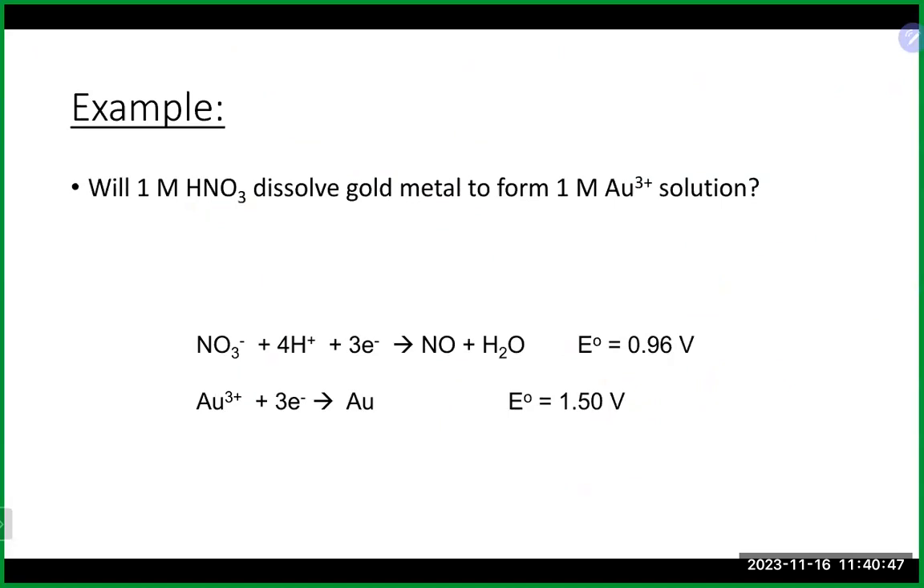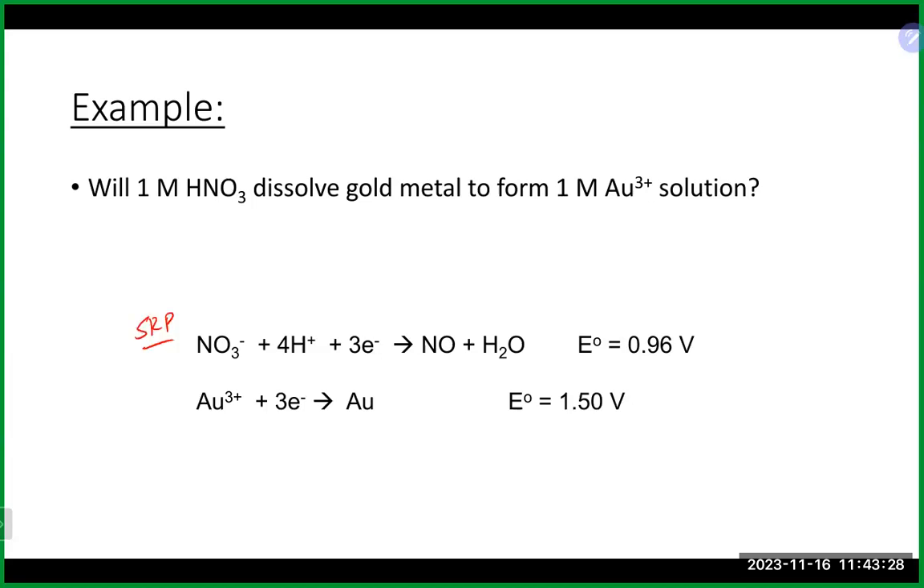All right, I think this is where we left off. Will 1 molar nitric acid dissolve gold metal to form some gold 3 ions? That's the half reaction for nitric acid, 0.96, and gold at 1.45. So take some time and see if it will happen.